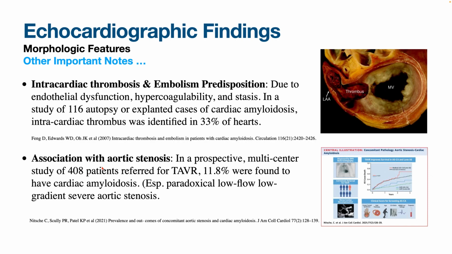And the other thing is cardiac amyloid is associated with aortic stenosis. In a prospective multi-center study, there were 408 patients referred for TAVR, and about 12%, as I mentioned, were found to have cardiac amyloidosis, especially among the patients with paradoxical low-flow, low-gradient severe aortic stenosis.